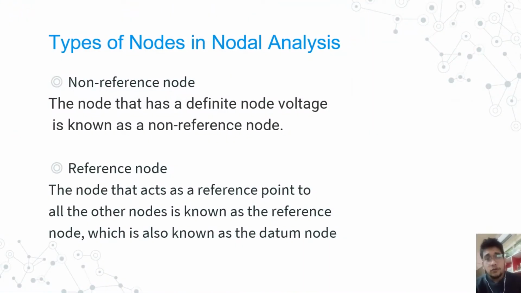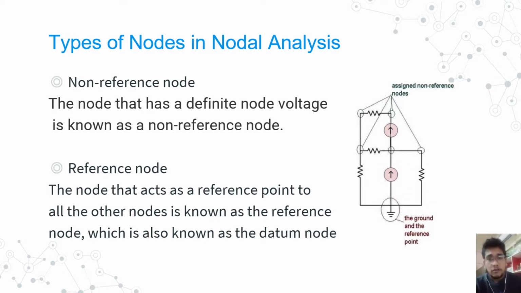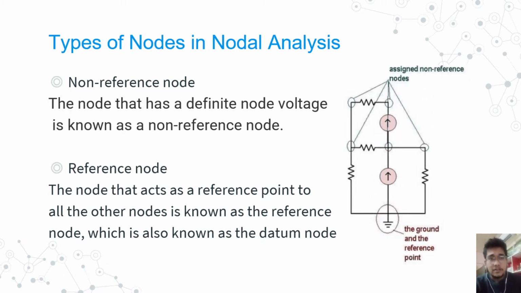The types of nodes in nodal analysis. There are two types of it. The non-reference node is the node that has a definite node voltage. The reference node acts as a reference point to all the other nodes, and is also known as the datum node.